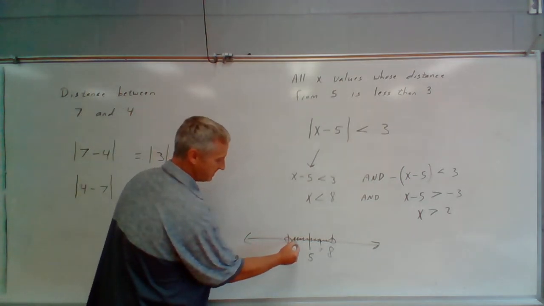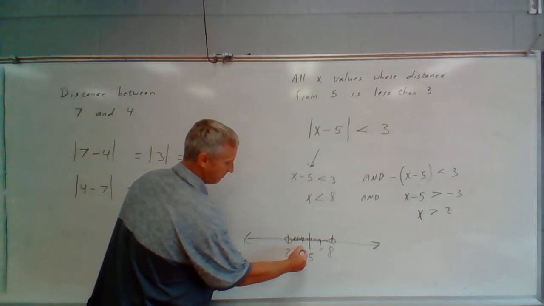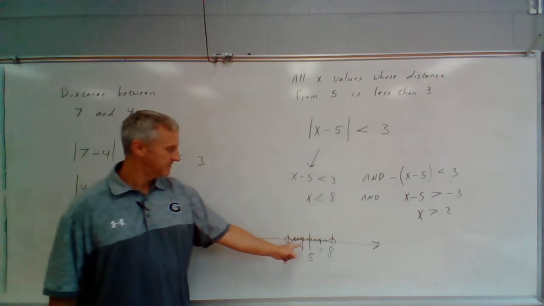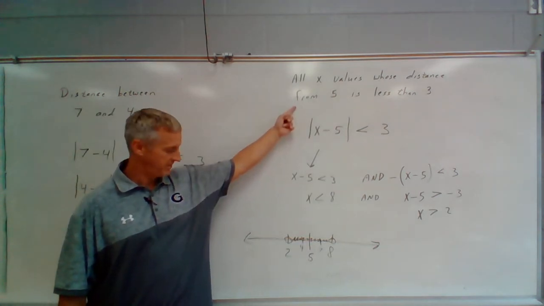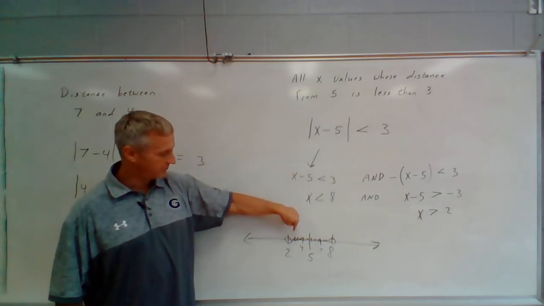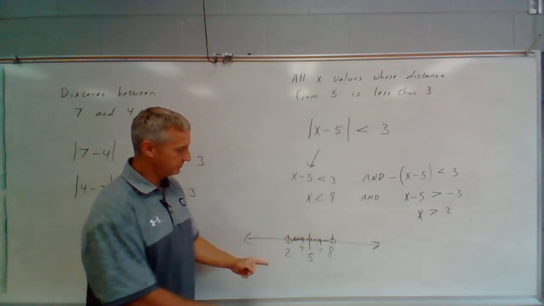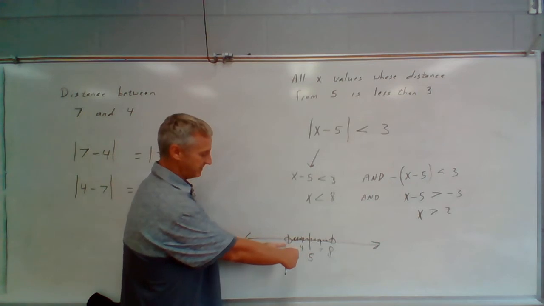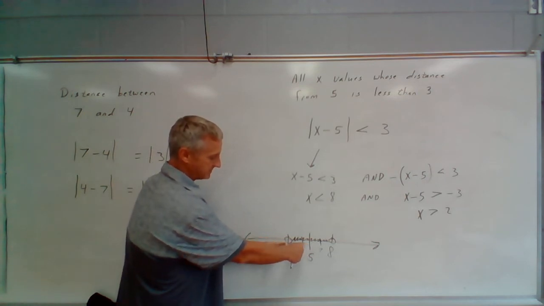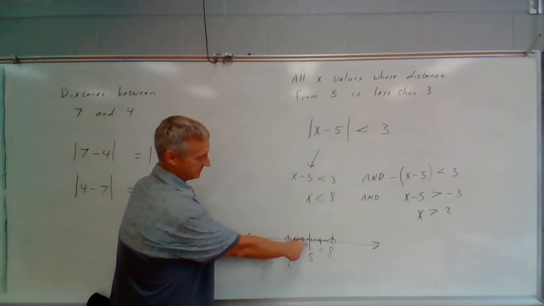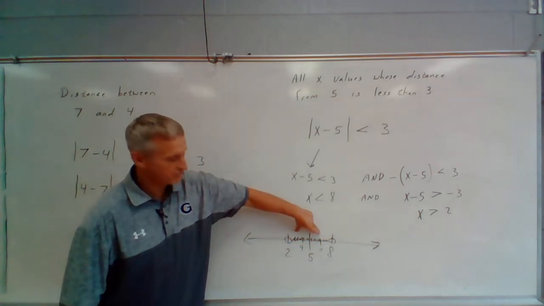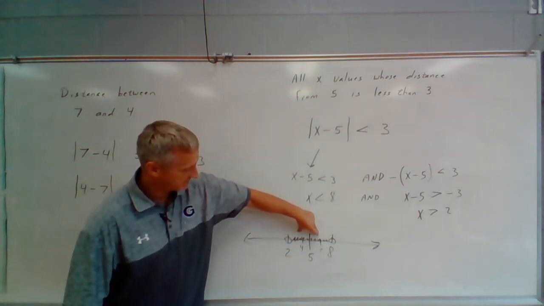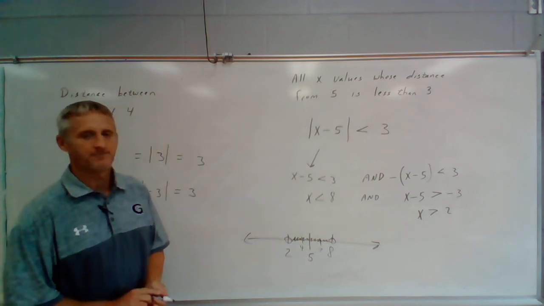What about maybe the 4? Is the distance between 4 and 5 less than 3? It is. So I've got 4 shaded. So you can see every number that I've shaded in, its distance from 5 is less than 3. So if I go 3 this way or 3 that way, all the numbers in between there, their distance from 5 is less than 3.